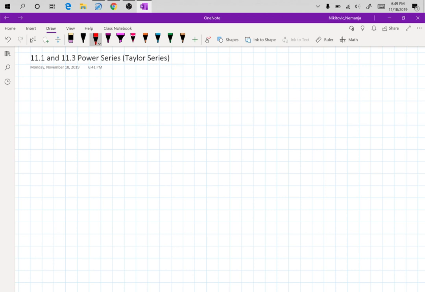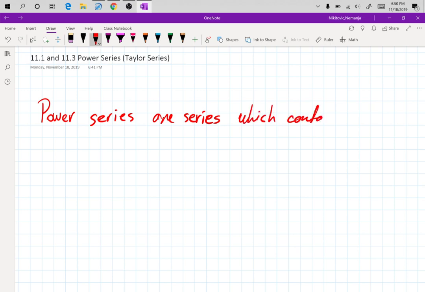So we are going to start by saying the sentence that power series contain independent variable x. So power series are series which contain independent variable x.